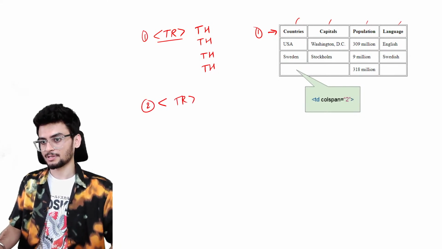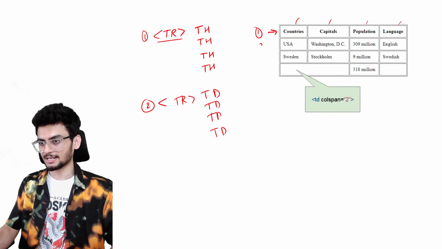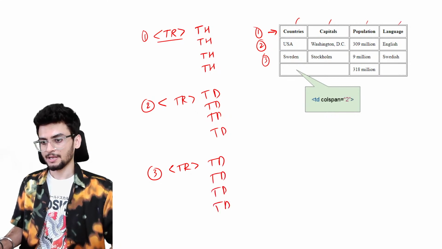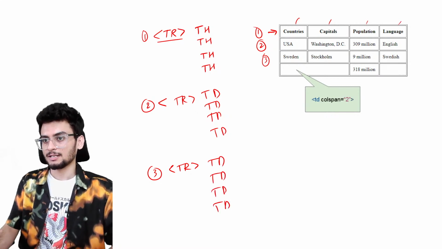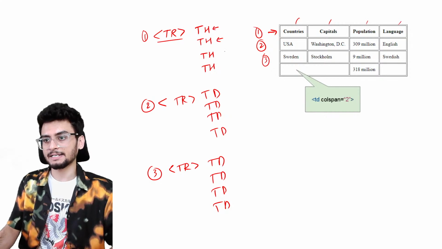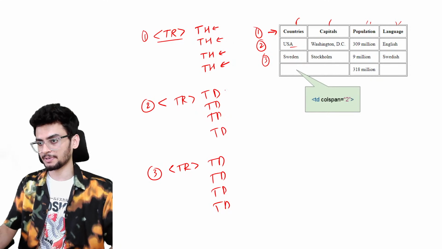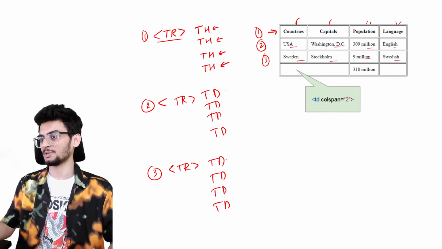Again TR. Now what we are seeing is TD, TD. Okay, so our second row is done. Then for the third, what will we do? TR, TD, TD, TD and TD. Please remember, what we are doing here is creating cells. We made 4 here, and here also you have 4 cells. In the TDs here we write this, this, this, this, and in this one Sweden, Stockholm, 9 million and Swedish.